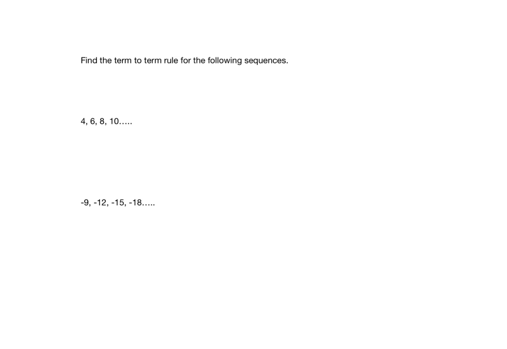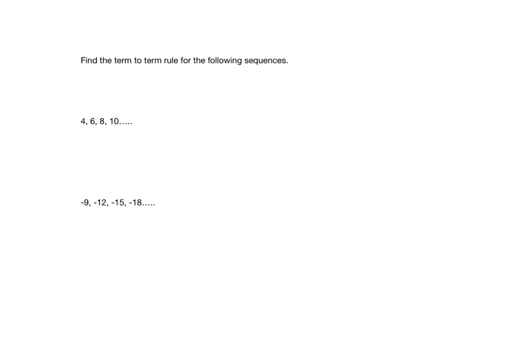Now, when we write down our term-to-term rule, we need to write down the rule for getting from one term to the other. But we also need to write down the first term given to us in the sequence, because this means that anybody can use our answer to recreate the sequence themselves.